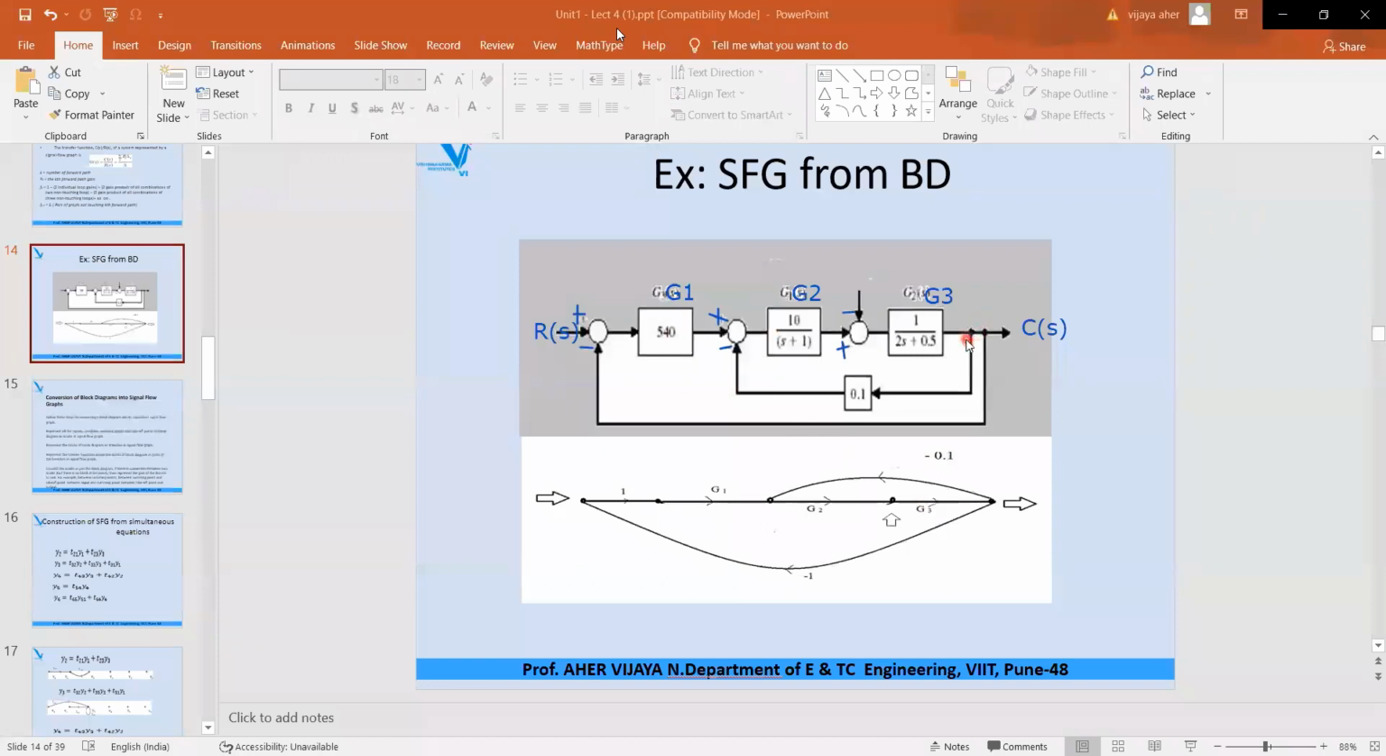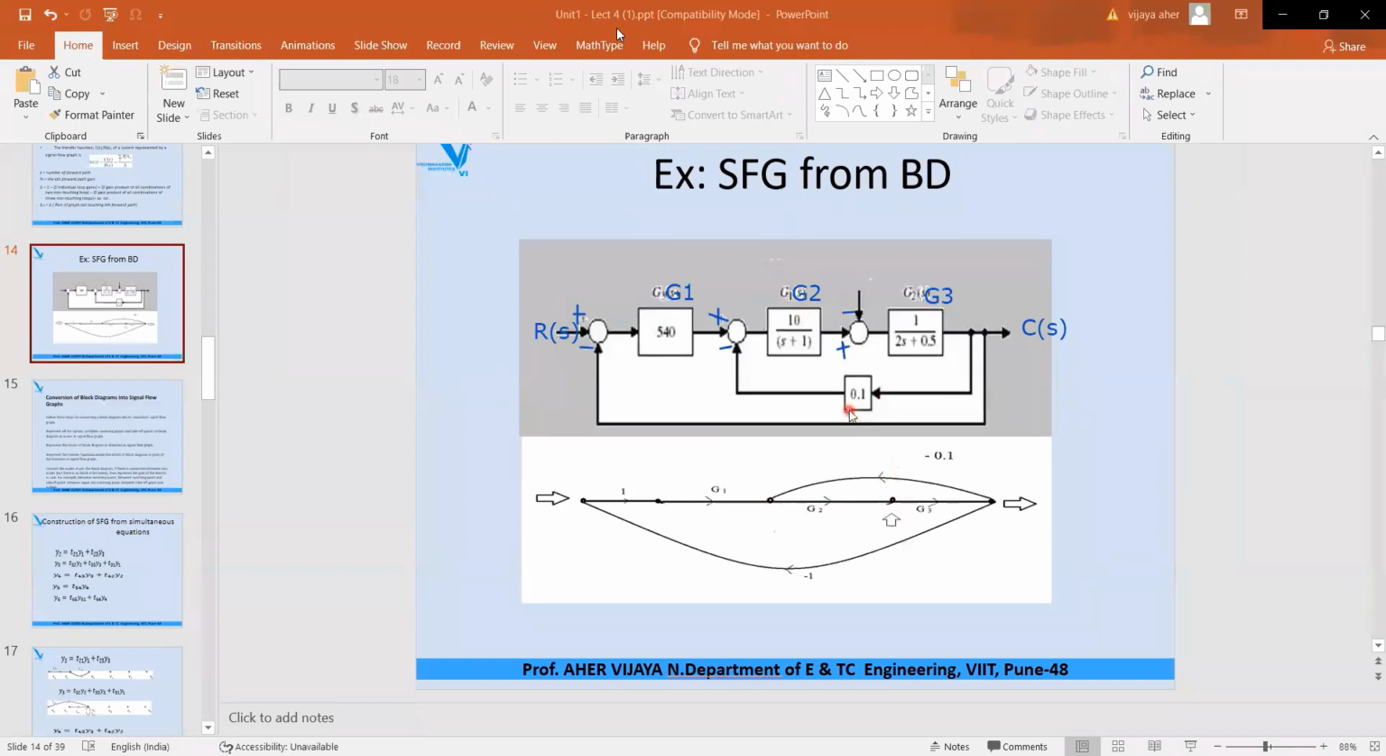Now coming to the feedback loop. Consider the first feedback loop, from the output to this summing point. This is one summing point, after G1, G3 and G2. So this is G3, this is G2. After G2, this is a summing point. I have taken feedback from the output to the summing point over here, before G2. The direction is in this direction, so I have drawn it like this.